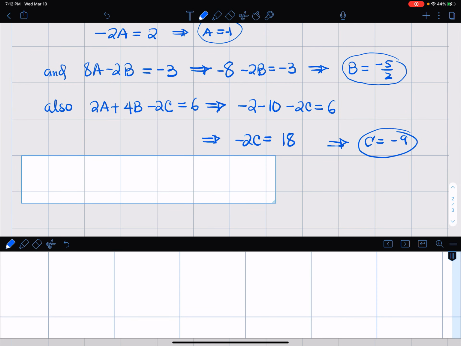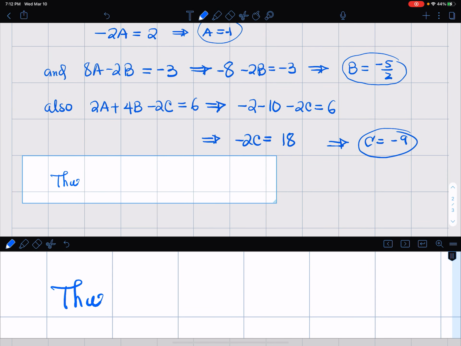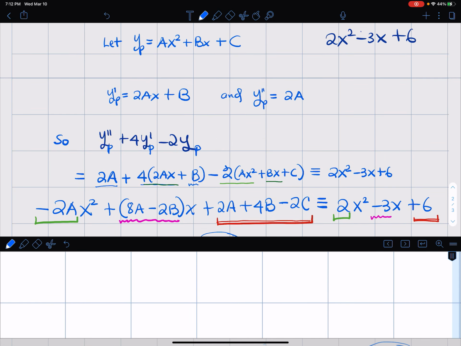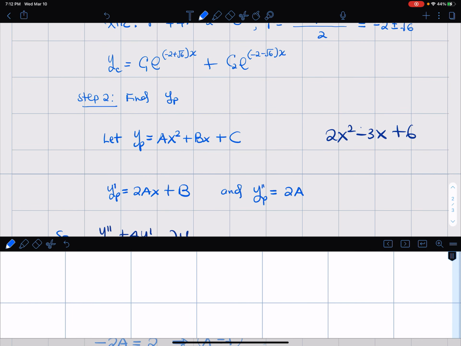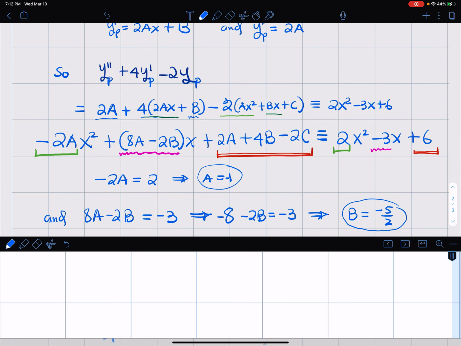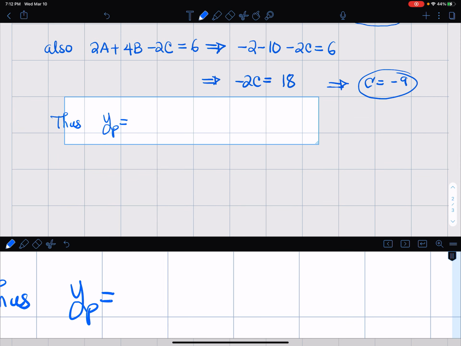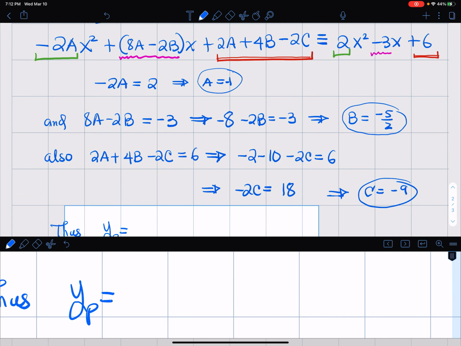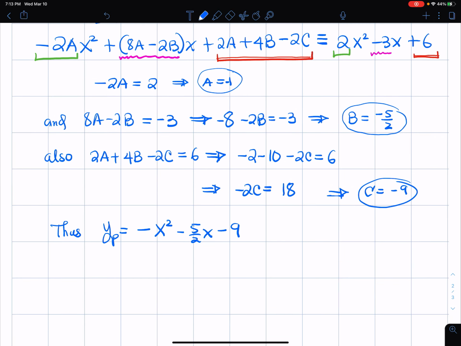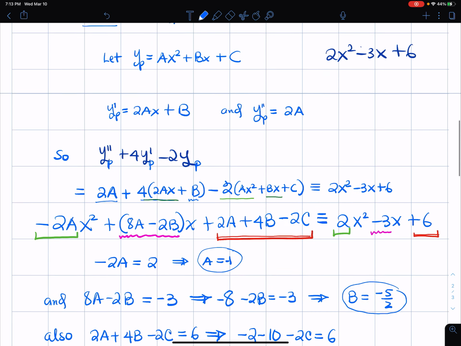So our yp, we chose yp to be ax squared plus bx plus c. So yp is now, a is negative 1, so it's negative x squared, and then minus 5 over 2 x minus 9. All right.